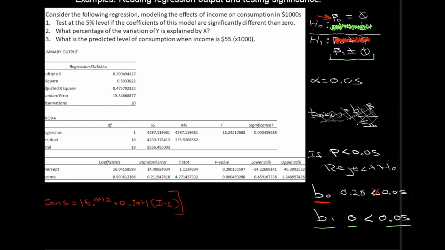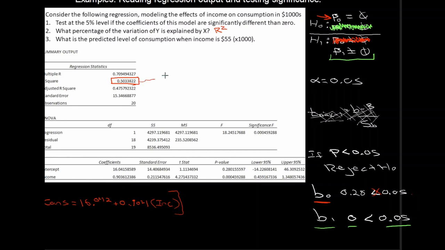Okay, question two. What do we have going on in question two? What percentage of the variation of y is explained by x? Well, this is really what we were getting at with our value for r squared. How much variation in y is explained by x? And all we need to do for that is pull out this value here, our r squared, not the multiple r, not the adjusted r squared, but just the r squared.